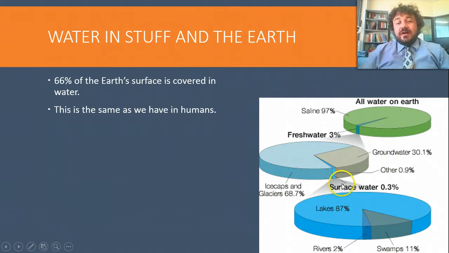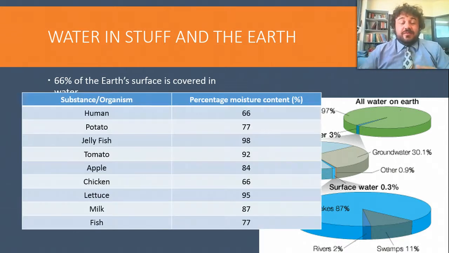Then you've got groundwater at about 0.3%. 0.3% of that 3% is available to us to drink as surface water. 87% of that's in lakes, 2% of that is in rivers, and we can drink from those, but 11% of that 0.3% from the 3 is still in swamps, and that's not available to us. So there's a very, very small amount of the water on Earth that is actually available to us.